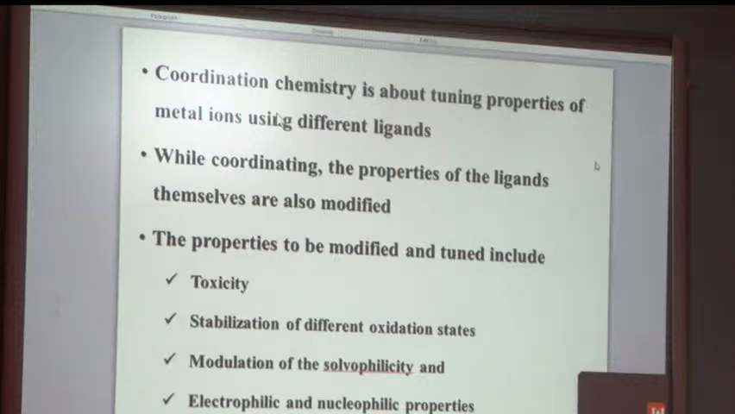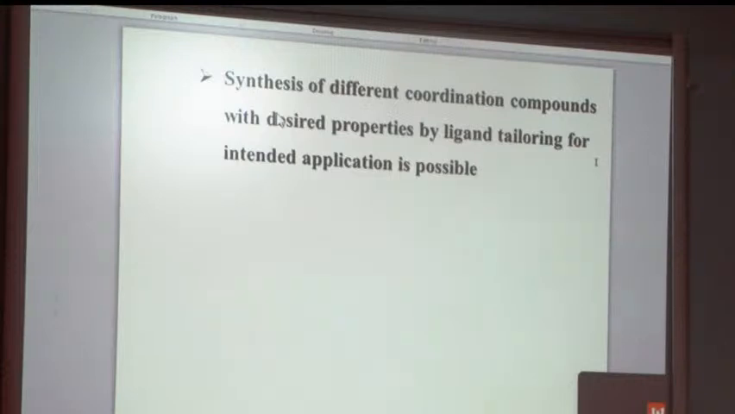There are different types of molecules. Some of them may be toxic in behavior, insoluble, and so on, both the metal and the ligands. When they come together, properties like toxicity, oxidation state, stability, solvophilicity, electrophilic and nucleophilic properties are modified, adjusted, or tuned to meet the desired properties. This means synthesis of different coordination compounds with desired properties by ligand tailoring for intended application is possible.